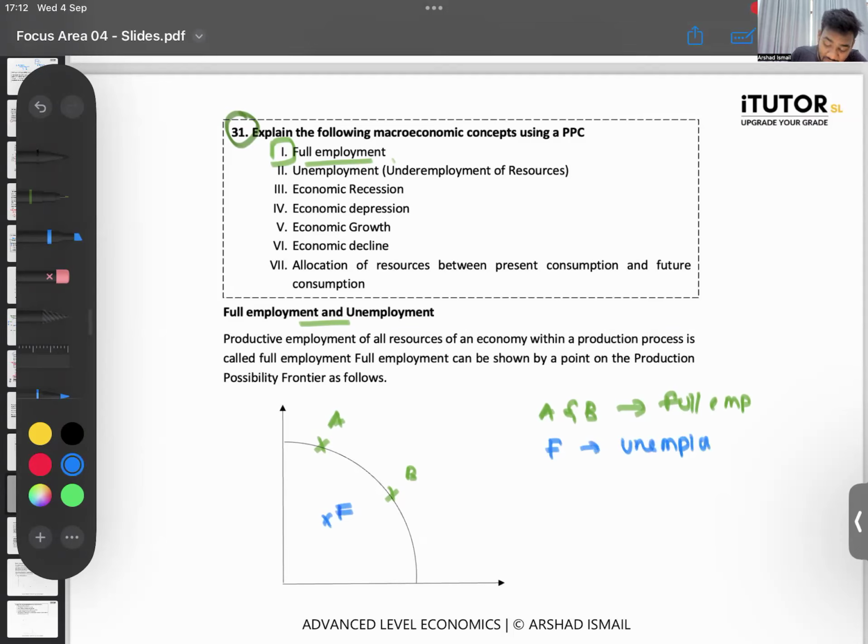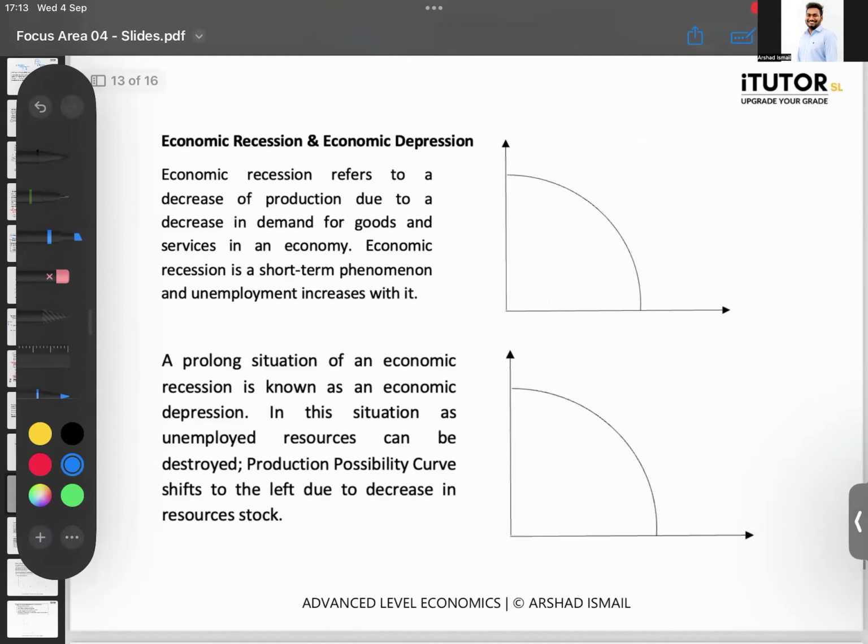So maybe, if the question says increase in unemployment or something like that, then kids, draw an arrow and show. If they just say unemployed resources, a point is enough. But if they say increase in unemployment, I'm going to draw an arrow and show. Okay, that's how you show it. Done. Then coming into this, a recession and depression.